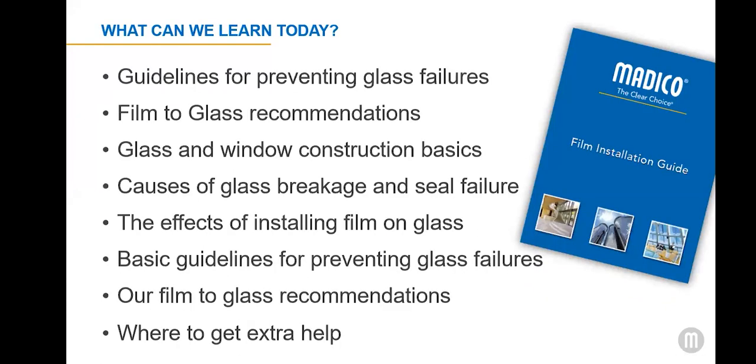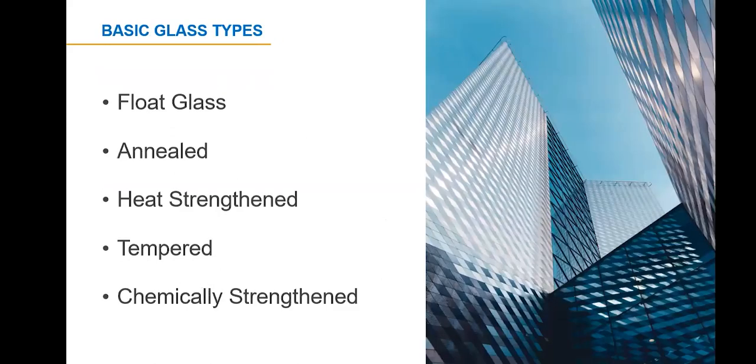So today, my goal is to give you a guideline on preventing glass failure, film to glass recommendations, glass and window construction basics, the causes of glass breakage and seal failure, the effects of installing film on glass, basic guidelines for preventing glass failures, our film to glass recommendations, and where to seek extra help. These are the types of glass I'm going to go over: flat glass, annealed, heat strengthened, tempered, and chemically strengthened.